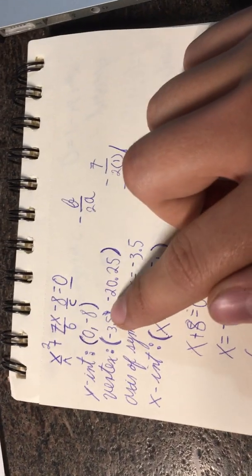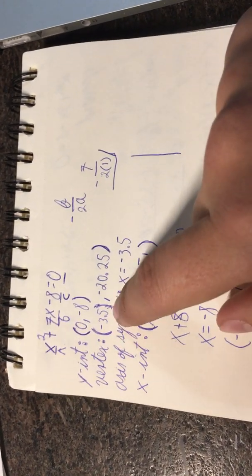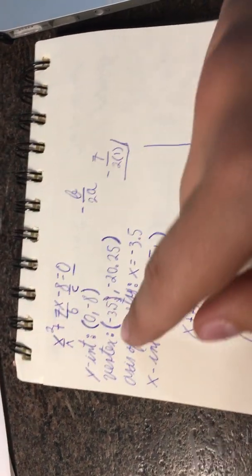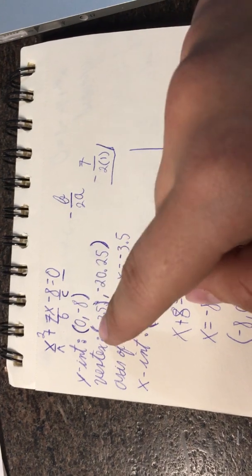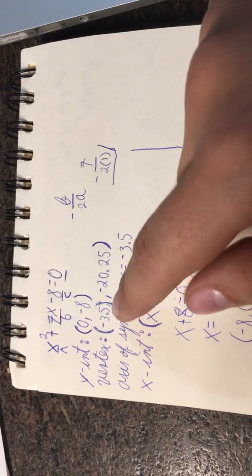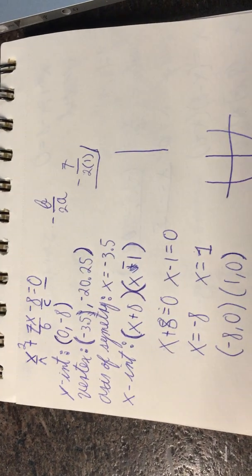And the second step to get the y coordinate is to substitute minus 3.5 for all the x's, so it will be minus 3.5 squared plus 7x multiplied by minus 3.5 minus 8, and you get minus 20.25.